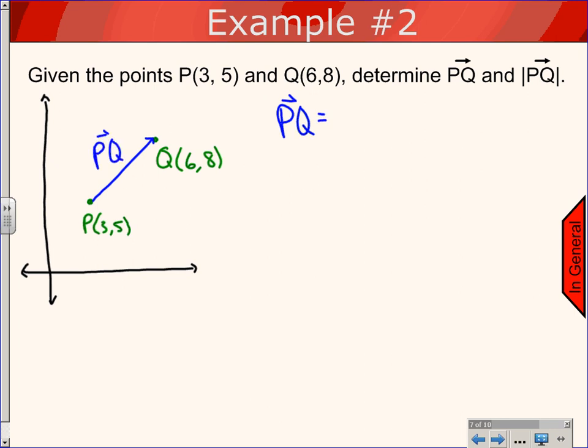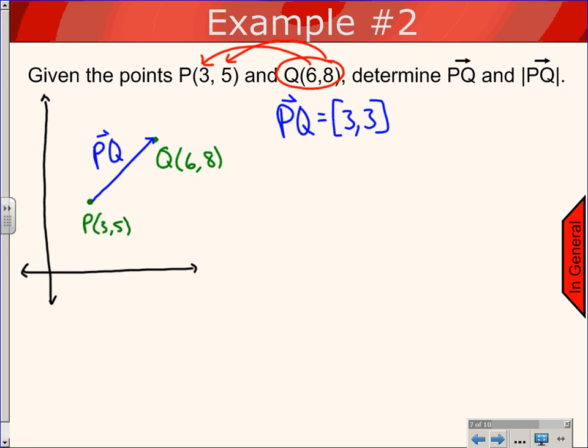There are 2 different ways you can think about this, and they both work just as well. One way is you go to the point, which was the head. So Q was the head point, and you subtract the tail. So vector PQ would be the 6 there, take away the 3, which is 3. I just did 6, take away 3. And then for the second one, you go 8, take away 5. And that works really well. We can get the vector that way.